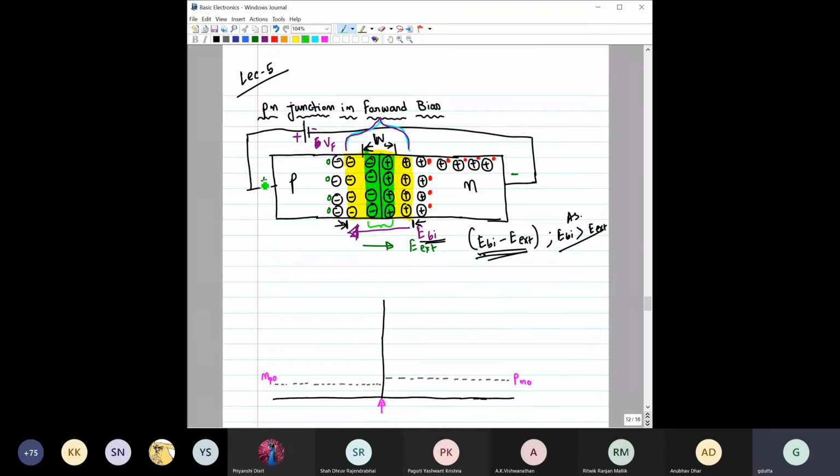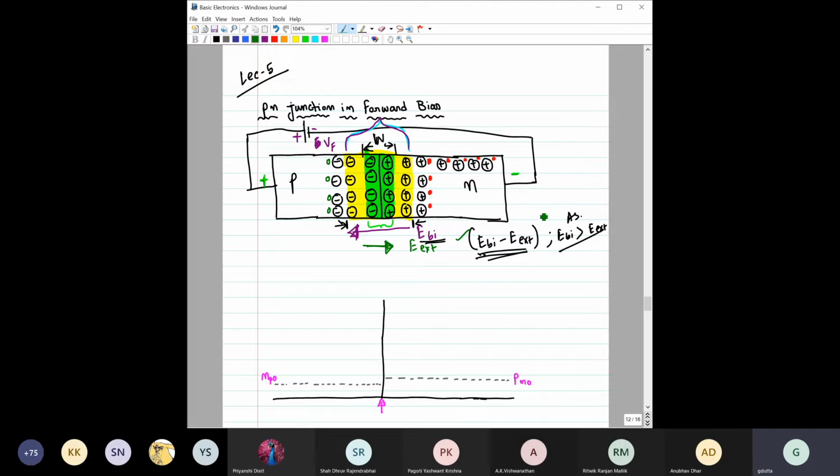Also, if we look at the potential that we have applied, here this is the applied voltage, this is the positive and this is the negative. As a result, there will be an additional, external electric field due to this applied bias. Its direction would be in this way, opposite to that of the built-in electric field. So the resultant electric field would be E_BI minus E_external, where the built-in electric field E_BI is always greater than the external electric field. We also discussed that in the last class.